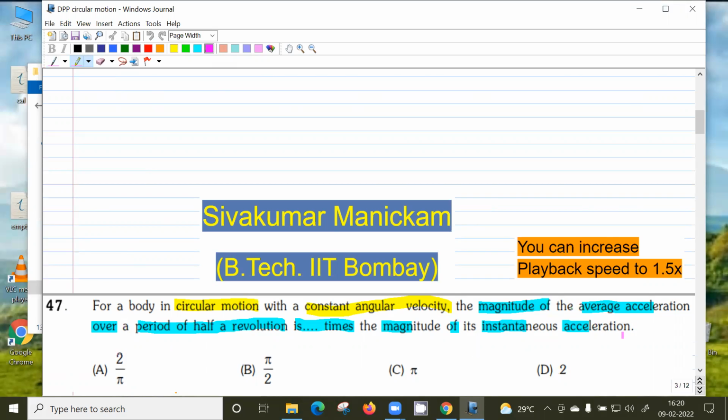So what is average acceleration? V2 minus V1 by total time. Yeah, it's delta V by delta T. Okay, and instantaneous acceleration is dV by dt. So what is the answer? Half revolution. Can you try?